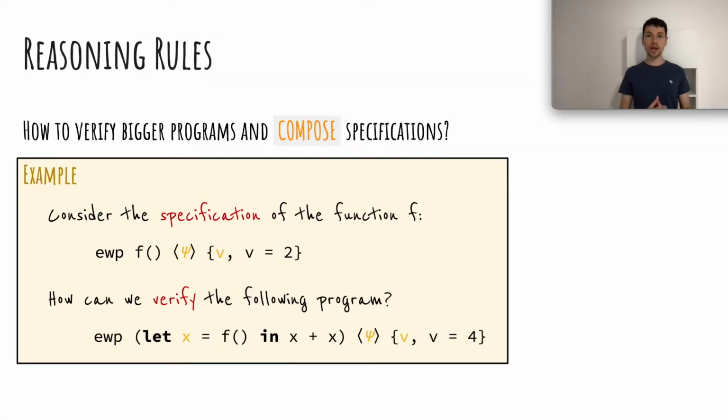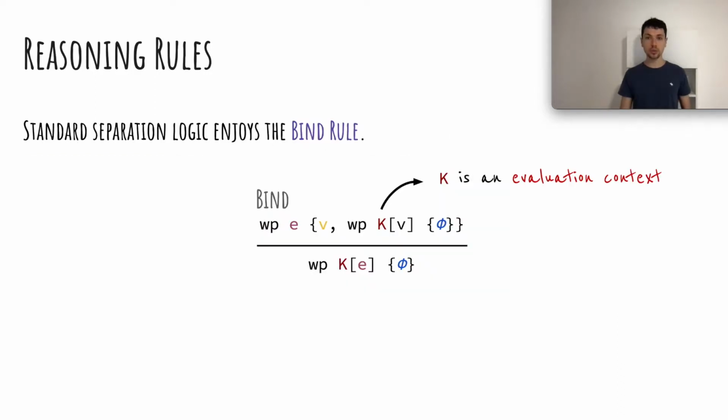The rules I have shown so far only apply to simple programs, and we would like to be able to derive specifications of larger programs from simpler ones. For example, given the specification of a function, we would like to prove the correctness of a program that calls this function. In standard separation logic, we do that by means of the bind rule.